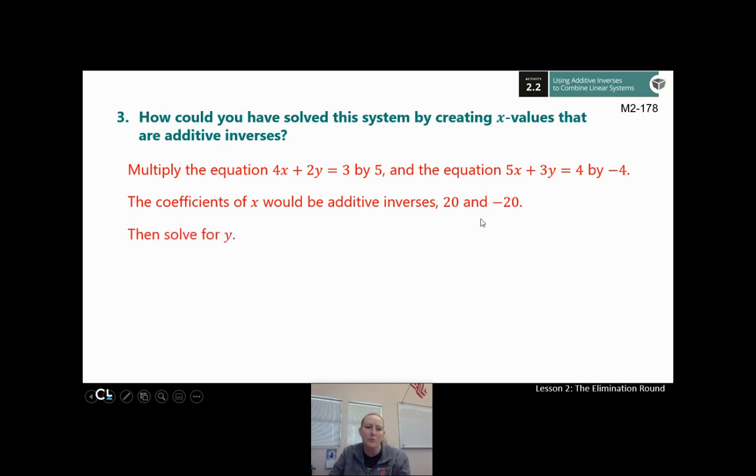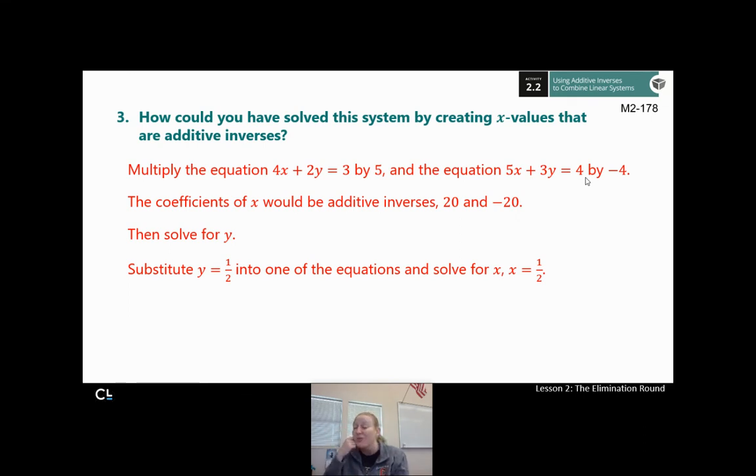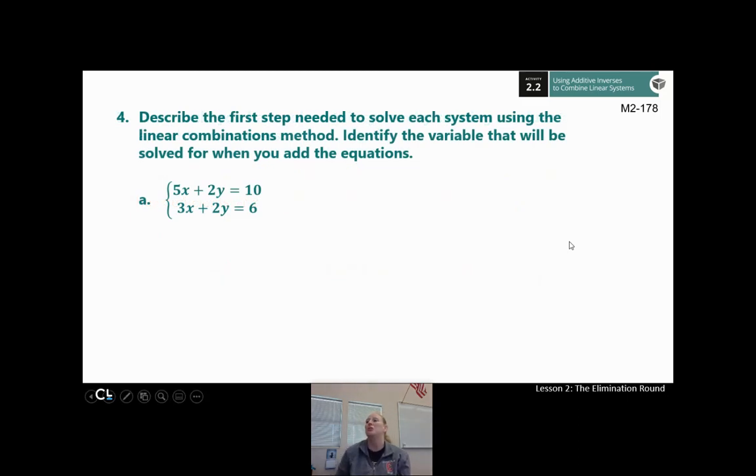And of course, there would be a whole ton of work, but we would be able to solve for y and get y alone. And then once we found y was 1/2, we could substitute it back into one of the equations and find our x, which we already knew was 1/2. We already got the answer. But this is another way you could have done it. You could have multiplied the top equation by 5, and everything in the bottom equation by -4. You just would have found y first instead of x, but it still would have worked.